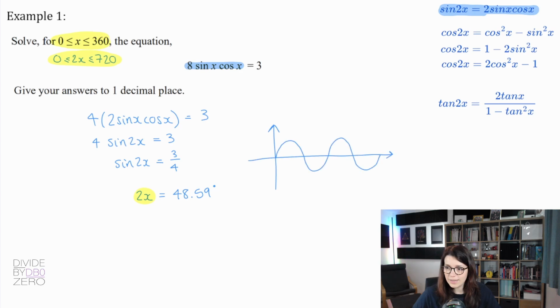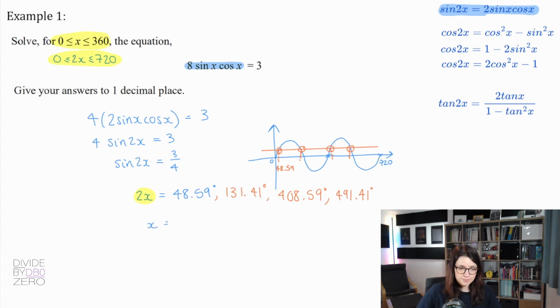I'm going to do a sketch. Here's 0, here's 360, here's 720. I'll draw a line across roughly at 3/4 and I'll see that there are 4 solutions that I'm interested in. That one has got to be our 48.59, and then the others I can work out. So using the symmetry of the graph, that's 131.41, 408.59, 491.41. To get the final answers, we'll need to divide all of those by 2 and round to 1 dp whilst we're here. So 24.3, 65.7, 204.3, 245.7. All of those are within the original range required.